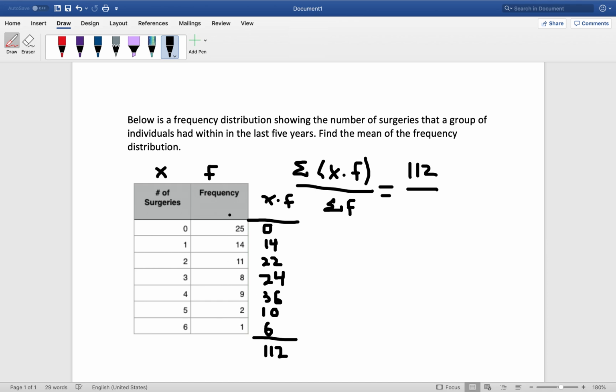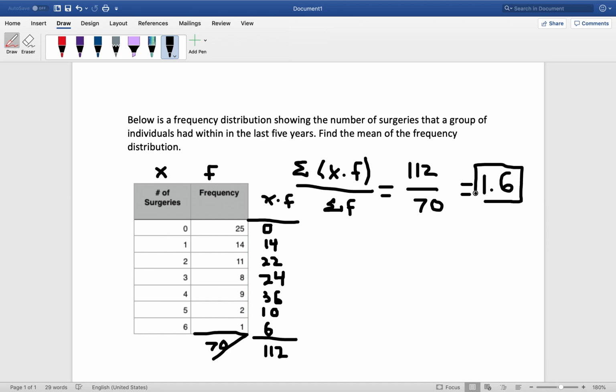And then we want to add up the frequency. So take the sum of the frequency. If we add up all of these, we will get 70. So we have 70 on the bottom. And 112 divided by 70 will give us an average of 1.6. So that means out of our people here, the average person got 1.6 surgeries within the last 5 years.